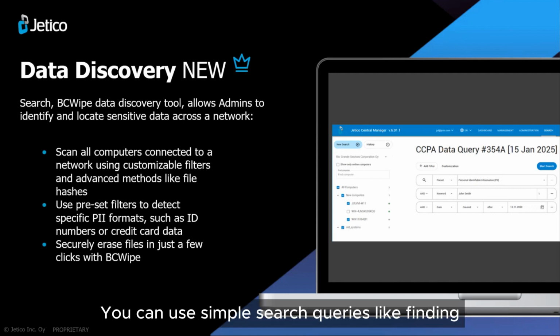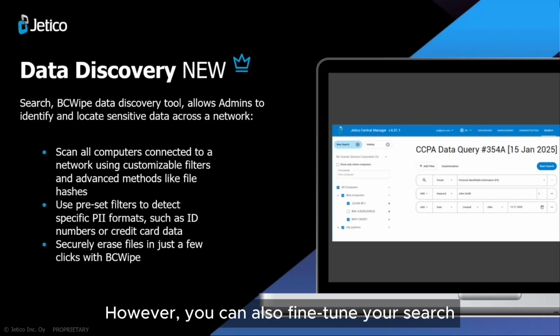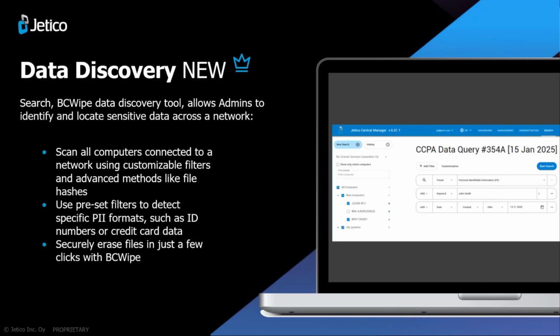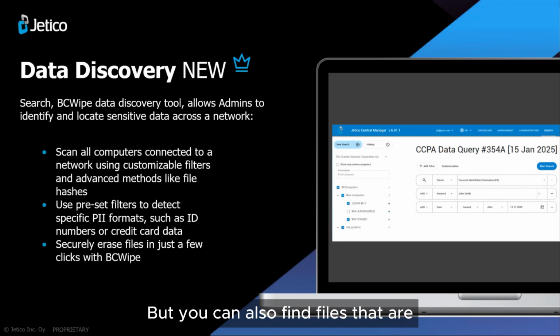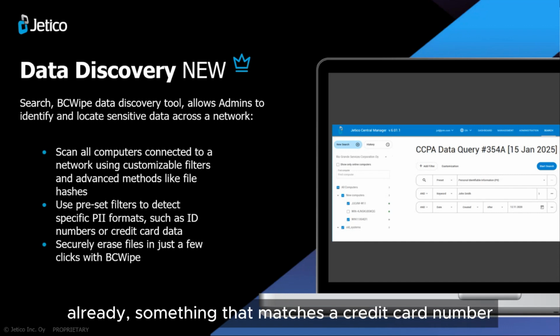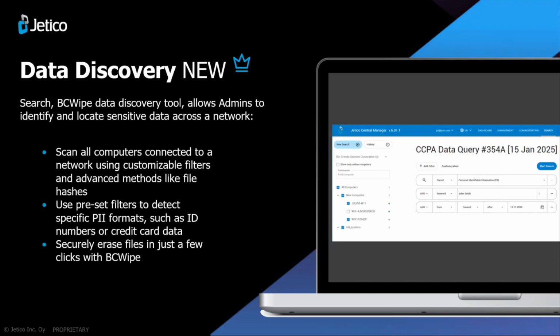You can use simple search queries like finding files by keywords or finding specific information. However, you can also fine-tune your search by targeting some metadata, such as date of creation of the file and file type. But you can also find files that are just matching a specific pattern, like I mentioned already, something that matches a credit card number format or something that matches a social security number of your customer.